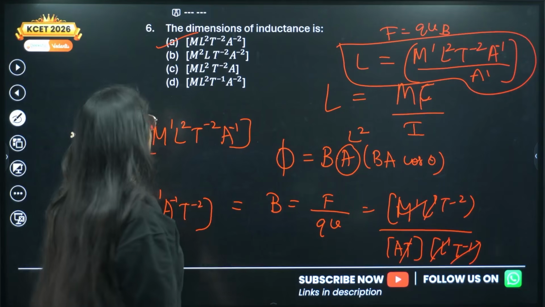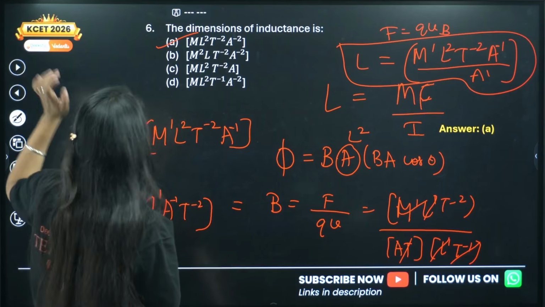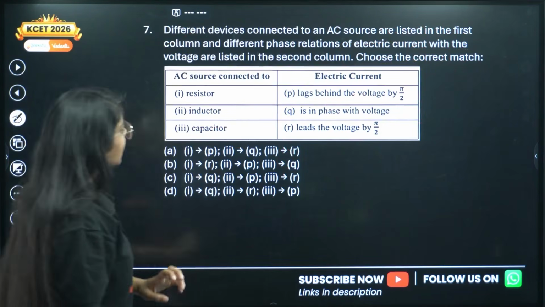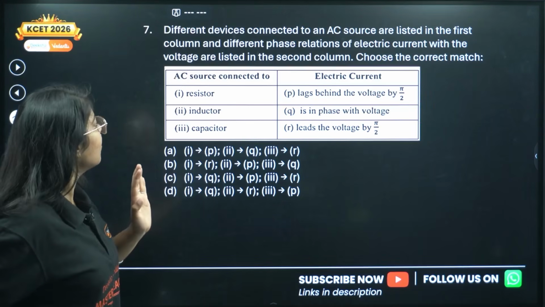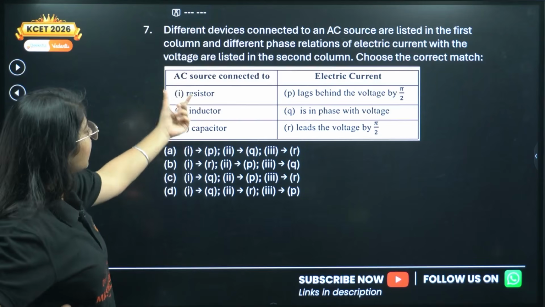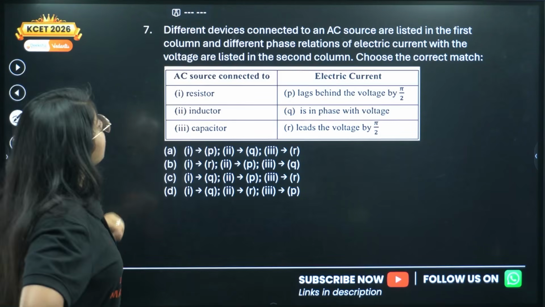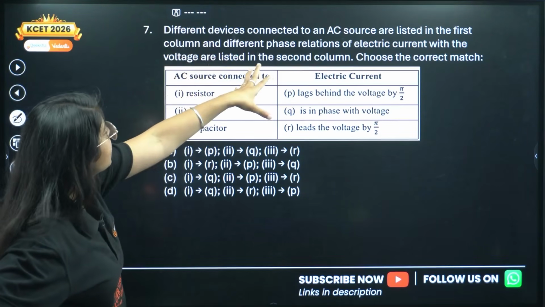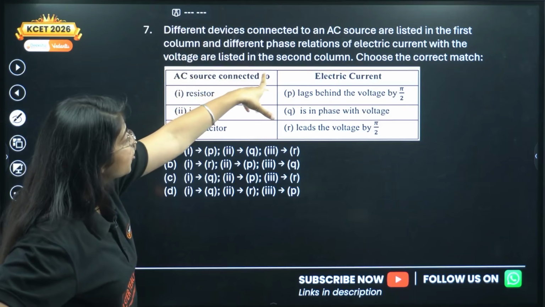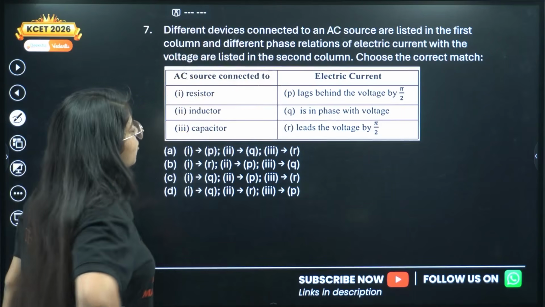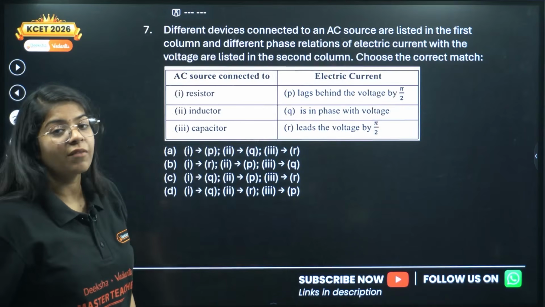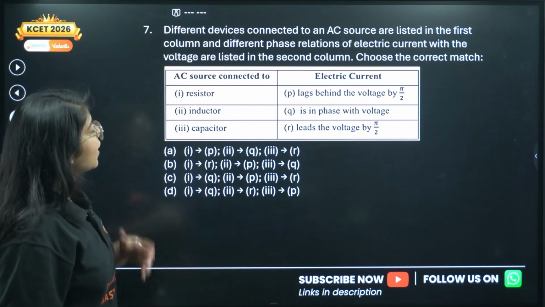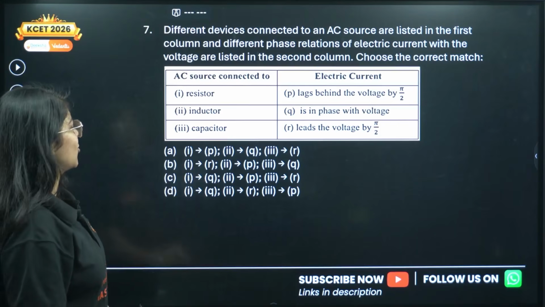Okay? Moving on to the 7th question, that is, different devices connected to an AC source are listed in the first column. We have resistor, inductor, and capacitor. In the second column, we have different phase relations of electric current with the voltage. So these are phase relations of electric current with voltage that are listed in the second column. Choose the correct match. This is very easy.